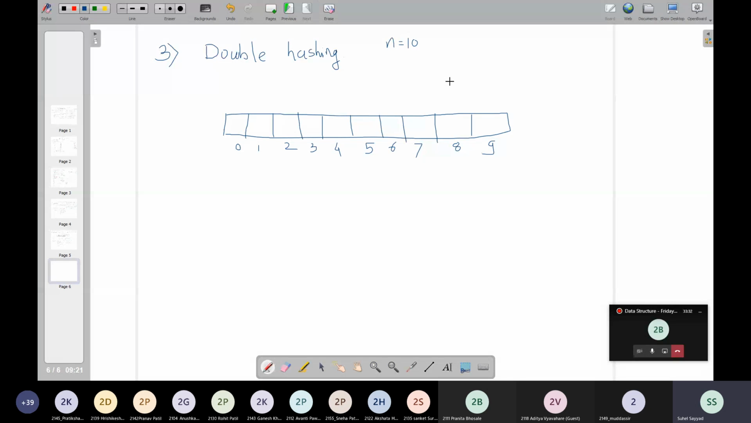Coming back to double hashing, here I am taking value of n as 10. So these are the 10 slots available. Let us see what is the hash function for double hashing. It is h dash of k comma i is equal to h of k plus i multiplied by h2 of k, mod n.